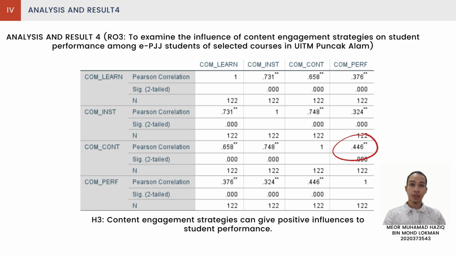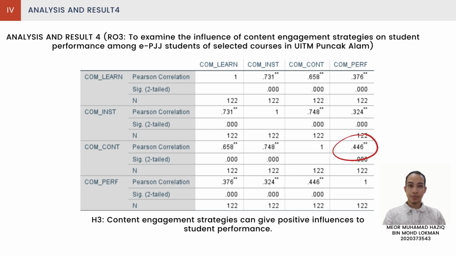I would like to share with you one of our research objectives, which is to examine the influence of content engagement strategies on student performance among EPJJ students of selected courses in UiTM Puncak Alam.